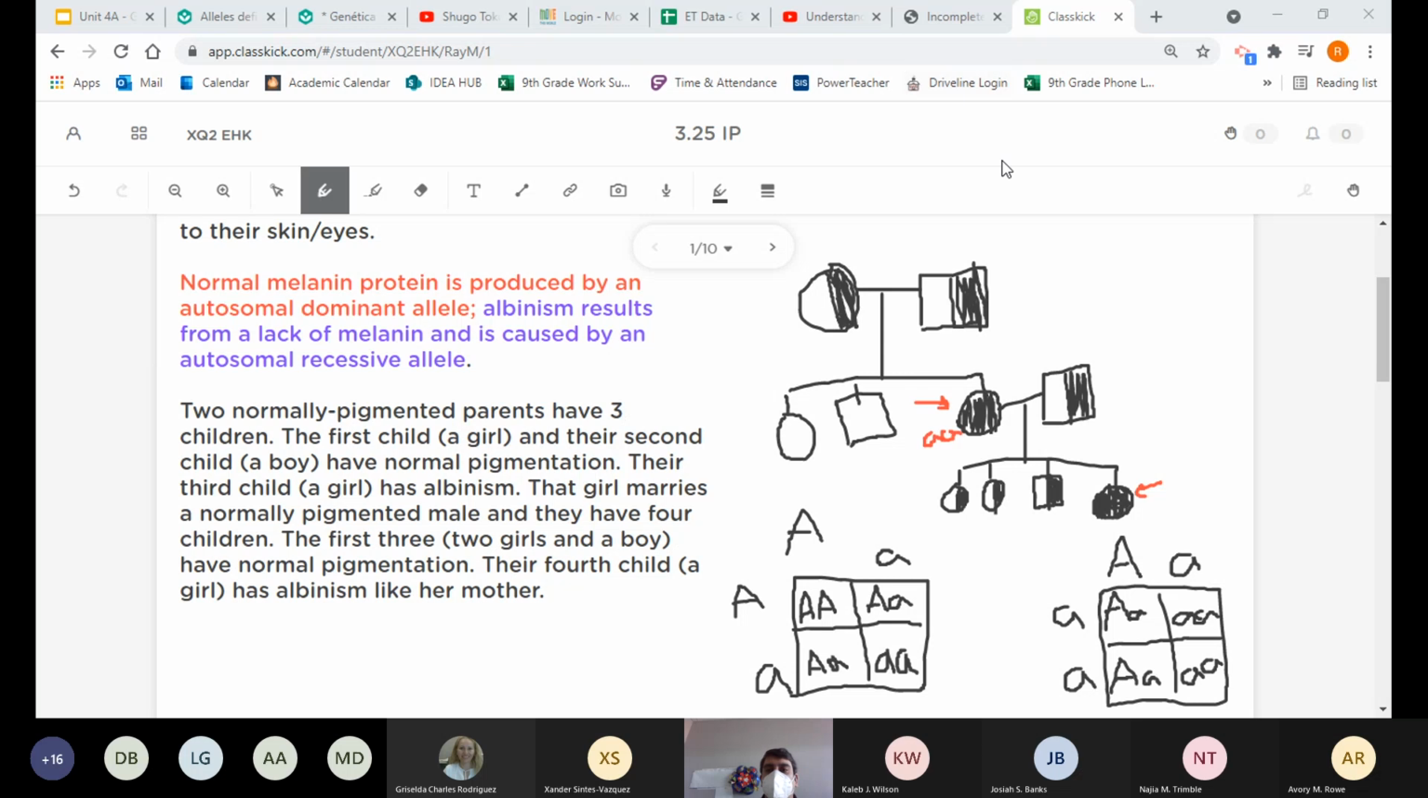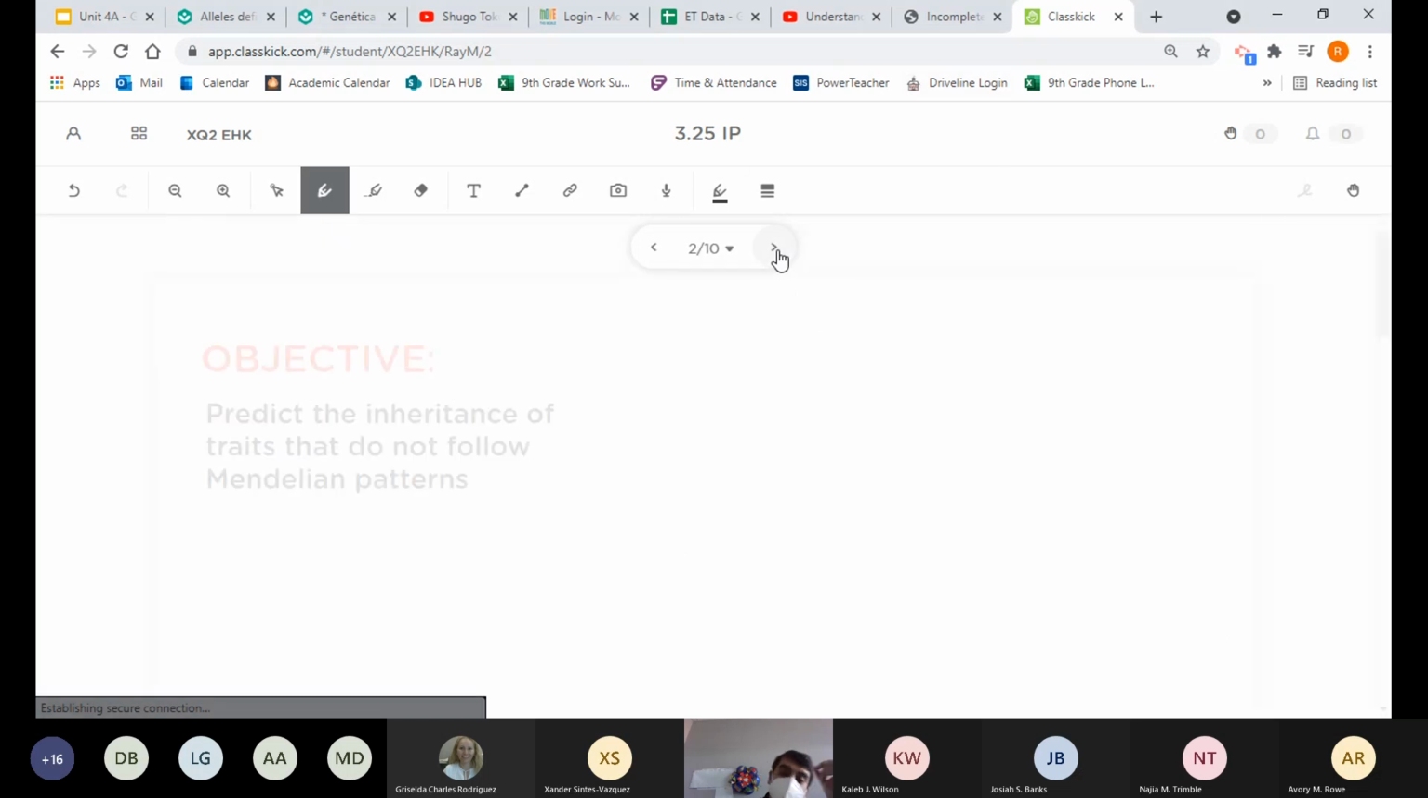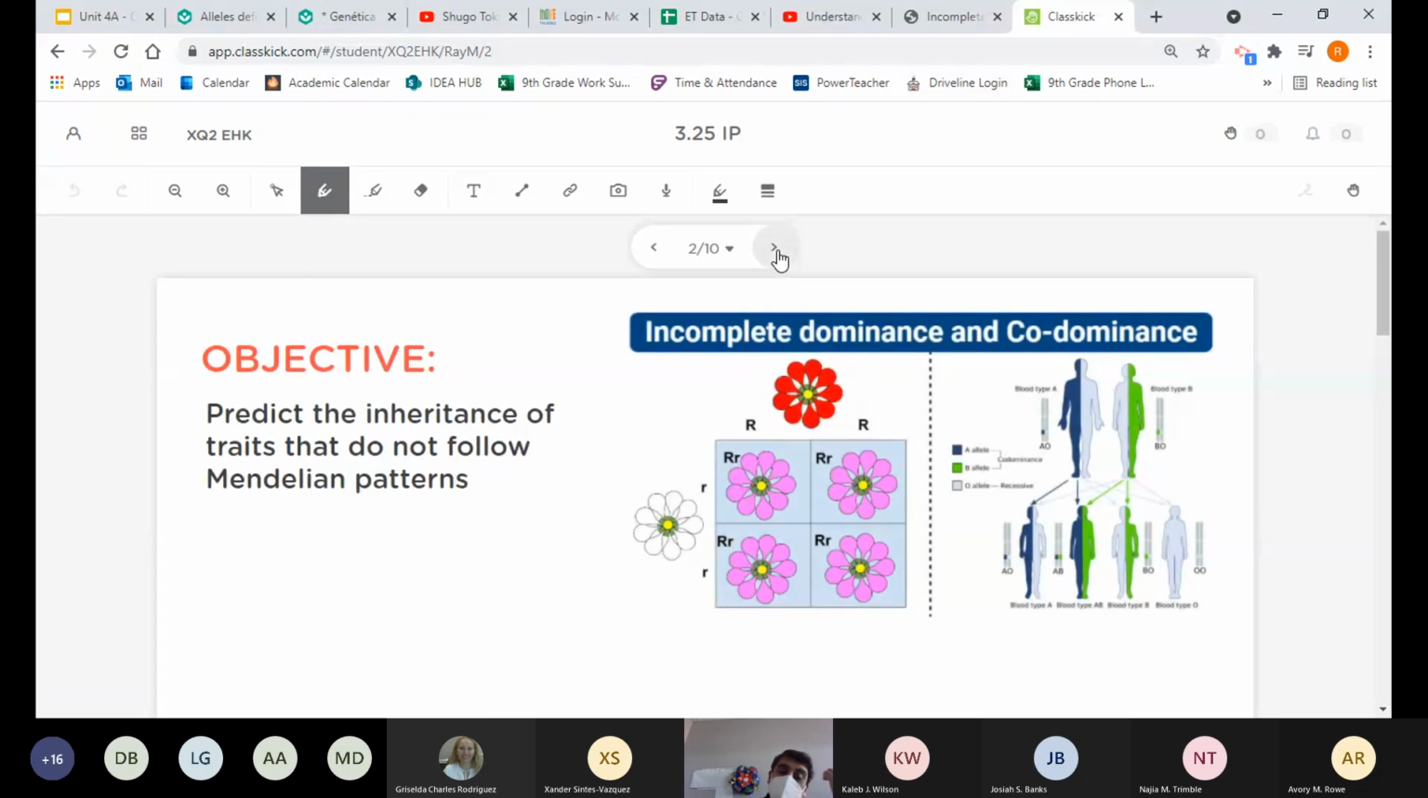Okay? All right, fantastic. So we're looking at non-Mendelian inheritance patterns. So again, we're going to wrap up with pedigrees, and then we're going to move into incomplete dominance like we talked about yesterday. And then codominance we'll talk about tomorrow.